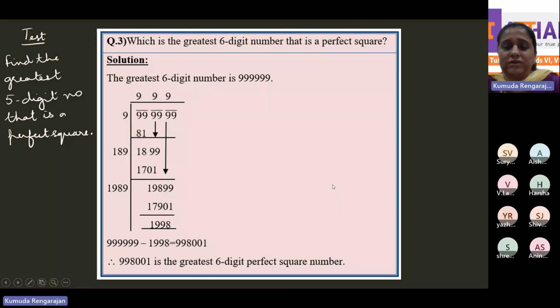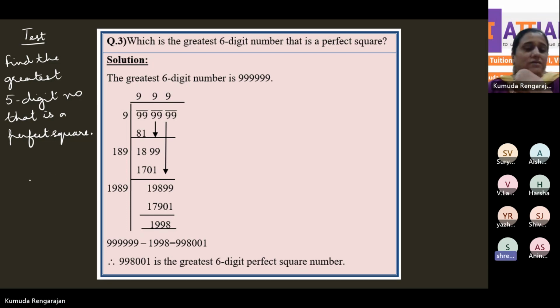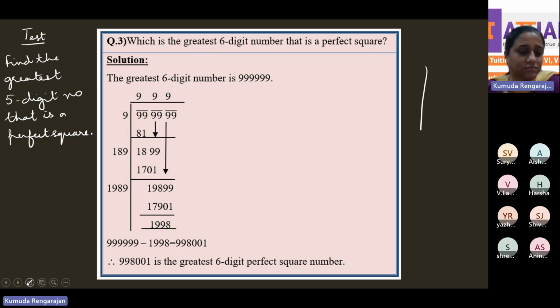Yeah, sorry and thank you, children. Can I have the answer to this question? Yes, Shreya? So 99, 99, both of them get paired up, and the first 9 stands alone. Okay. 1 second.